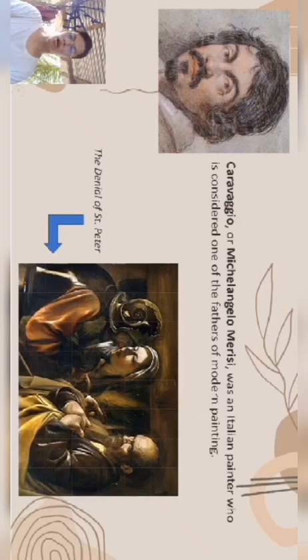Caravaggio killed a man during a brawl and fled Rome. He died not long after, on July 18, 1610. Relying on the high contrast between the colors of his palette, he created some of the most effective and dramatically charged paintings, such as the Denial of Saint Peter. It depicts Peter denying Jesus after Jesus was arrested. The painting is housed in the Metropolitan Museum of Art in New York City.